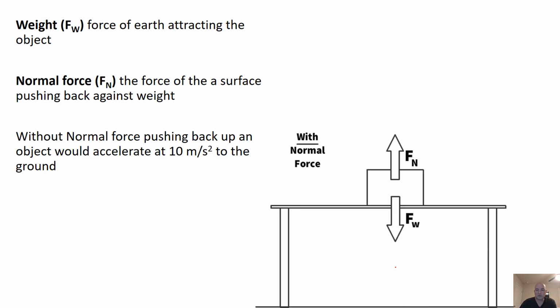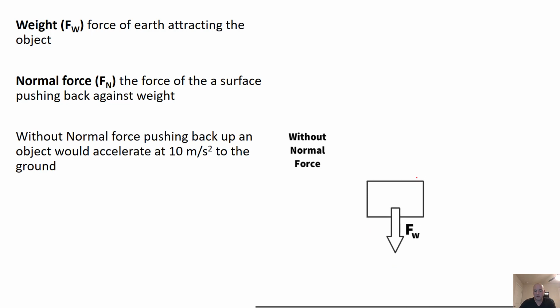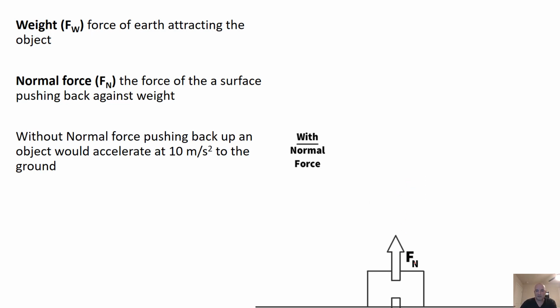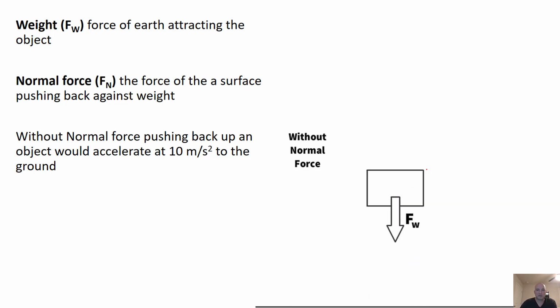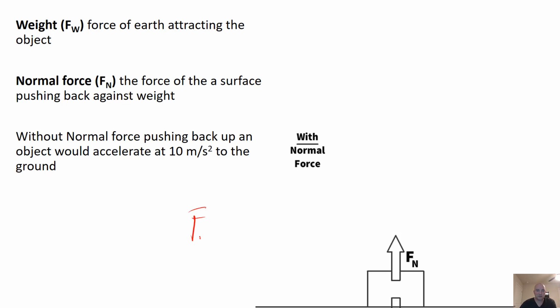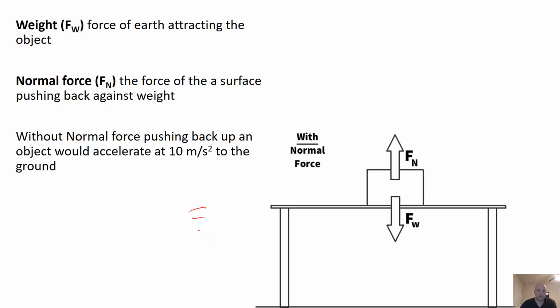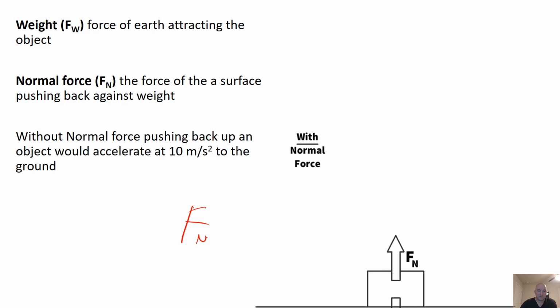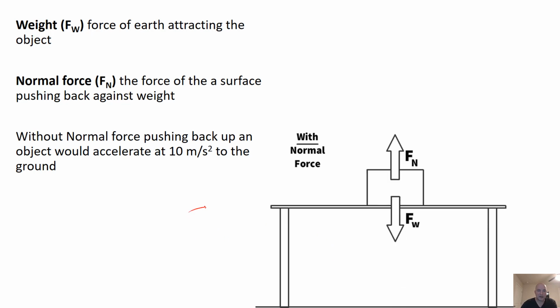So it's any surface pushing back against an object's weight, and we're going to depict that by just F capital N. Don't confuse that with net force, which I'll do F, and then just a little net like this would be net force. Whereas if I'm talking about normal force, it's just going to be F capital N.